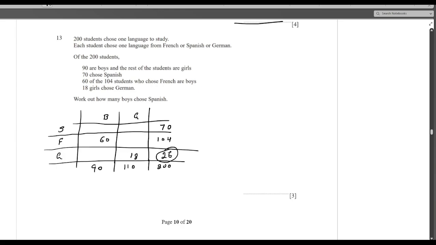Then out of 26, 18 are girls, so I will subtract 18. I will get 8 as the number of boys. So 8 are boys. Now what I have to work out is how many boys chose Spanish.